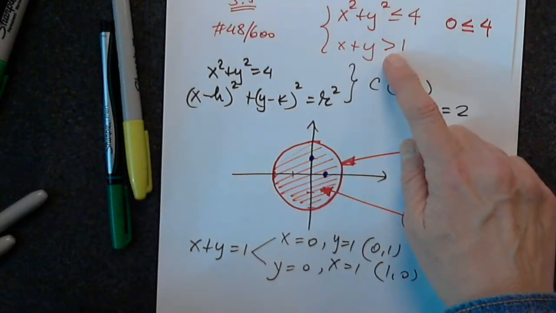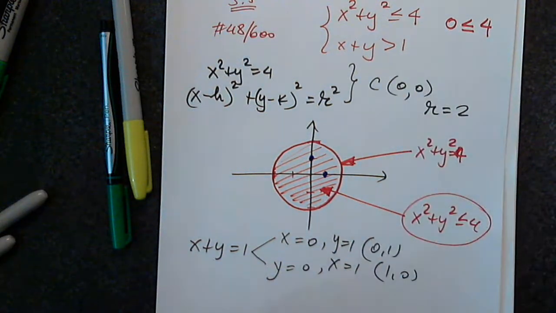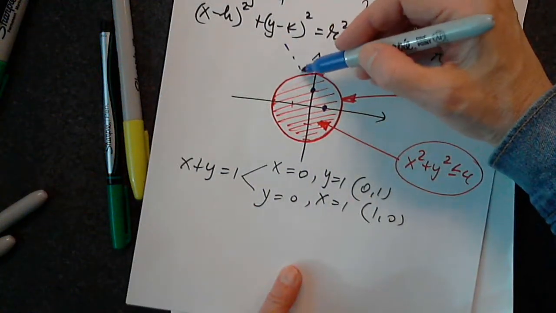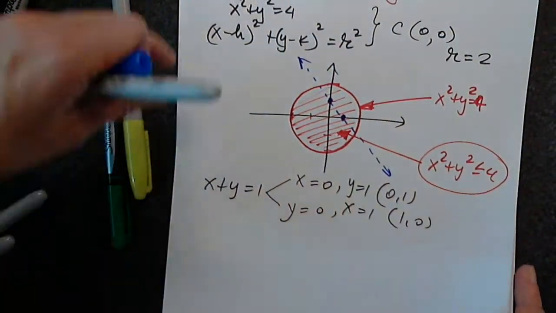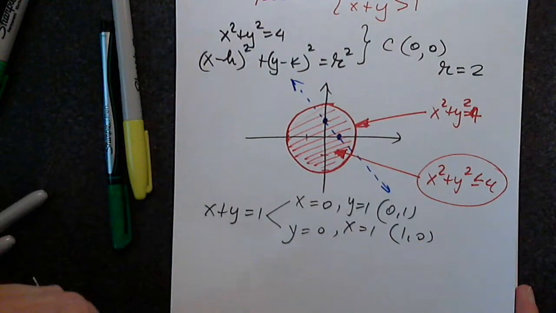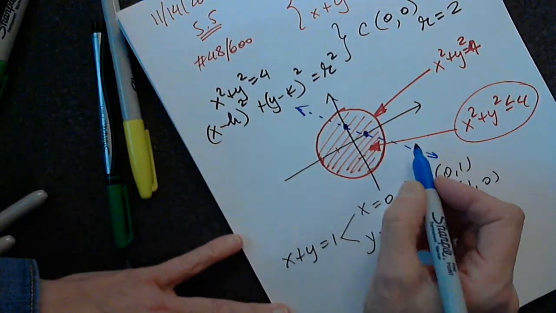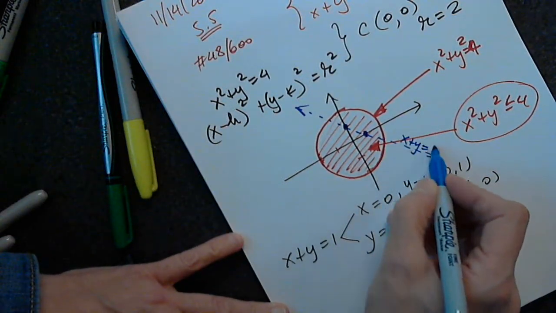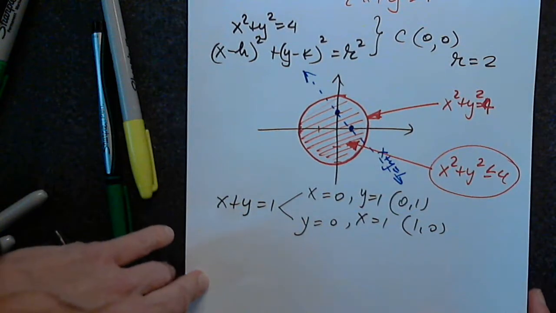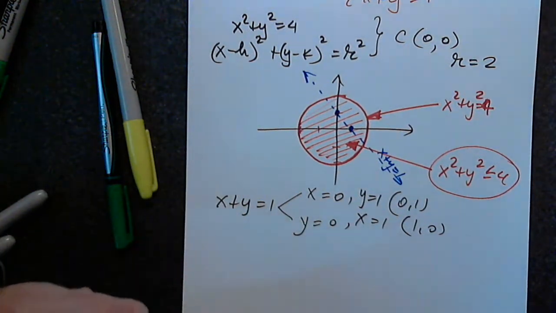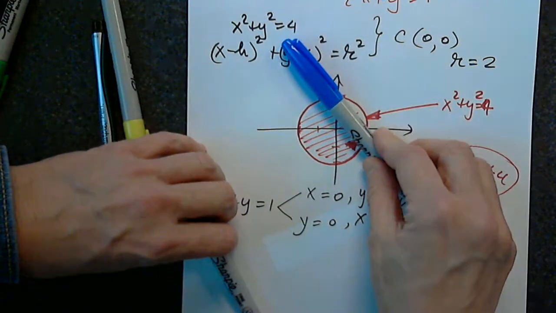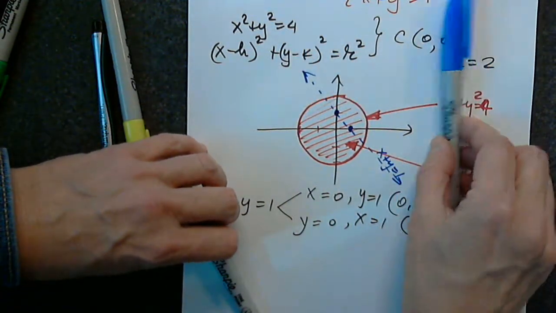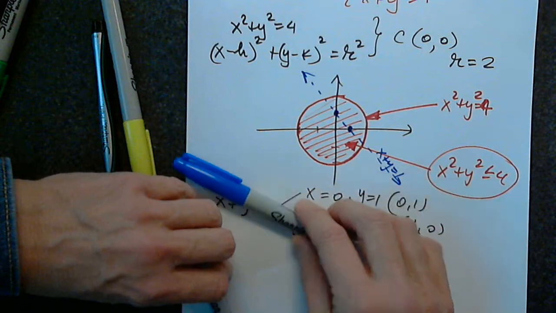Does the inequality have the equal symbol? No. I cannot draw this line as a solid line because points on the line will not be part of the solution. On the line, I write x plus y equals 1. I did not solve the inequality yet. I only graph the equation.